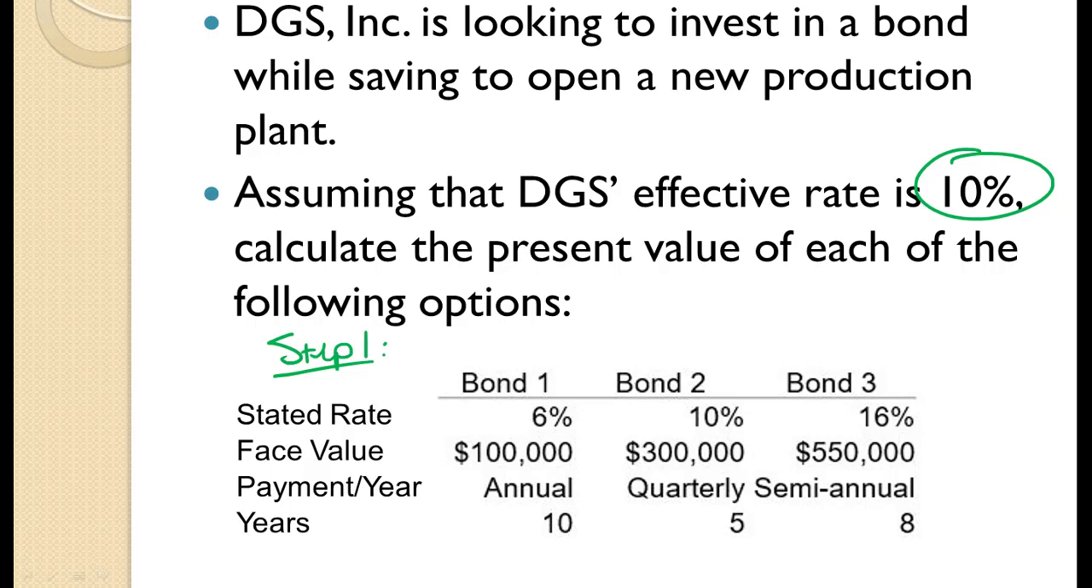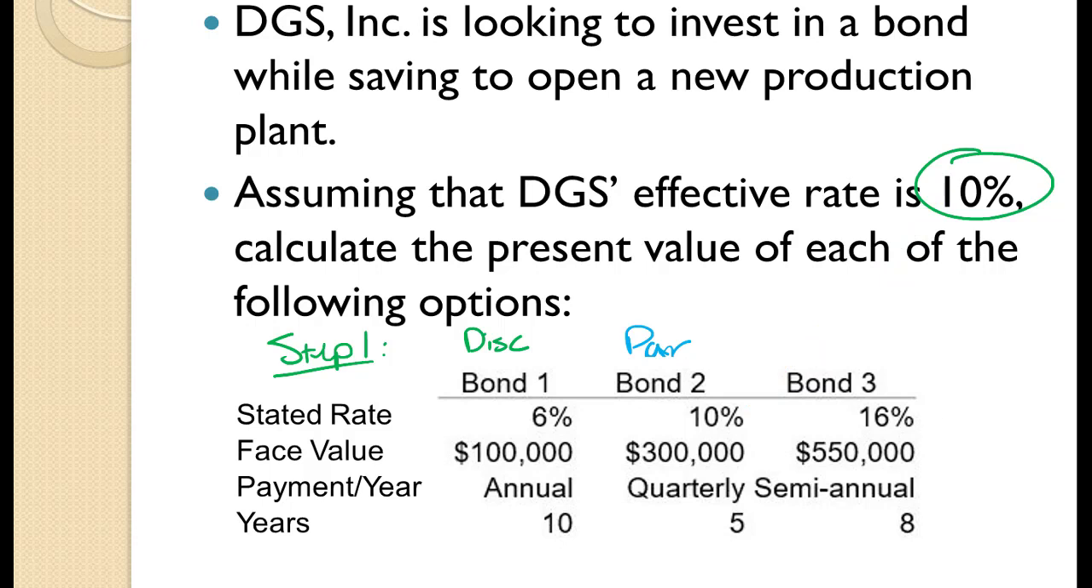So bond number 1 pays 6%. If DGS can make 10% somewhere else, would they be willing to pay the full face value, or the $100,000, to get this 6% bond? The answer is no. If I can make 10% somewhere else, I will only pay this if they offer it to me at some kind of a discount. Bond 2 pays 10%. I can make 10% somewhere else. I can make it here. If they offer it to me at $300,000, will I pay the $300,000? The answer is yes. So I'll pay par value, or the full amount of the face value on this bond.